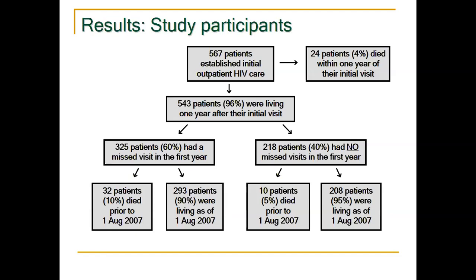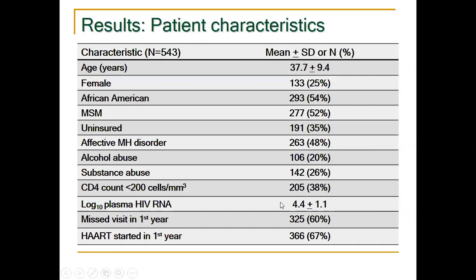So going back, here's the presentation. We had 567 individuals who met our inclusion criteria. 24, or 4%, died within the first year and were excluded. Among those who were living after the 1 year of the visit, 60% had missed at least one visit, 40% had none, and we saw the mortality, just the raw data: there was a higher percentage of folks who had missed a visit who died relative to those that did not.